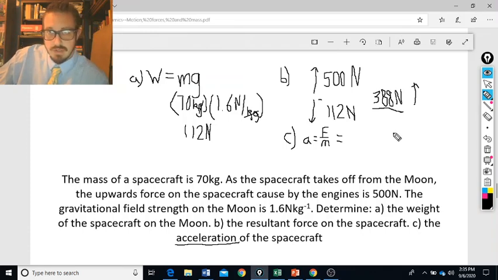We've calculated the resultant, or the net force, in part B, 388 newtons. And so that net force acting upward, I think my writing tool has gone haywire there. I can undo that. 388 newtons of net force upwards over the mass of 70 kilograms.